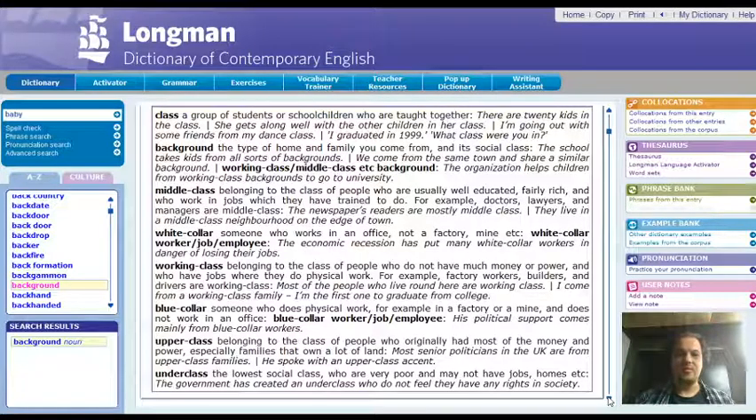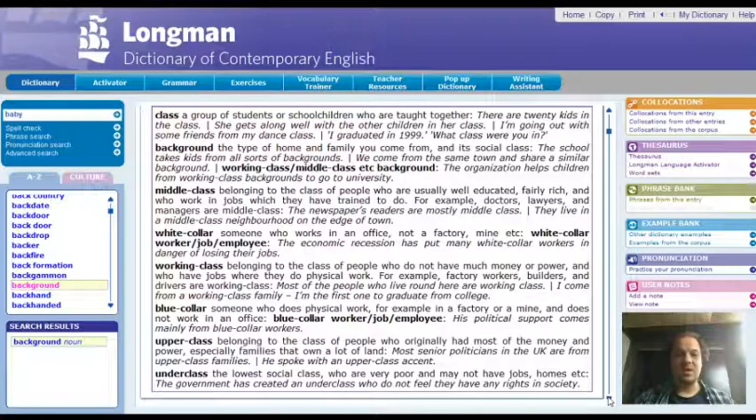Class. A group of students or school children who are taught together. There are 20 kids in the class. She gets along well with the other children in her class. I'm going out with some friends from my dance class. I graduated in 1999. What class were you in?